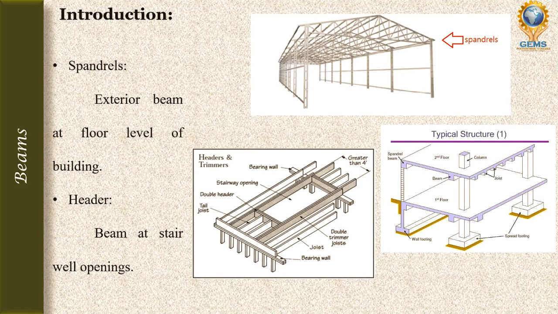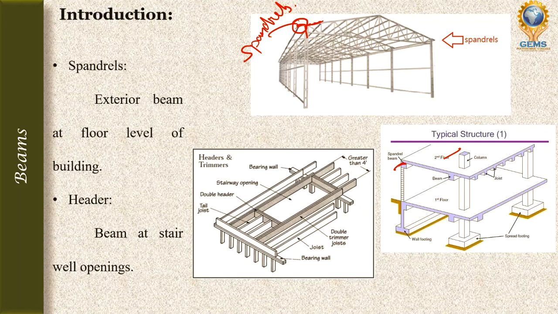Next is spandrels. Spandrel is an exterior beam at the floor level of the building. So see here, this is the roof or floor. If this is considered as a roof, this is the exterior part. This part is exterior. So this part we will call spandrels. Or if you take the building, say this is the exterior part. These are all interiors. This one is the exterior part.